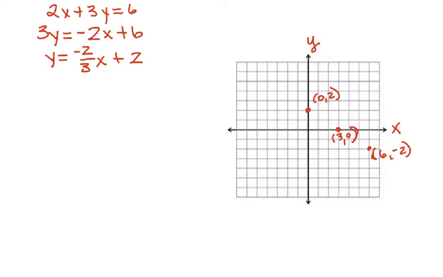Okay, now I'm going to take my straight edge, connect the dots, arrows on the end, and again I'm going to label it with the original equation.